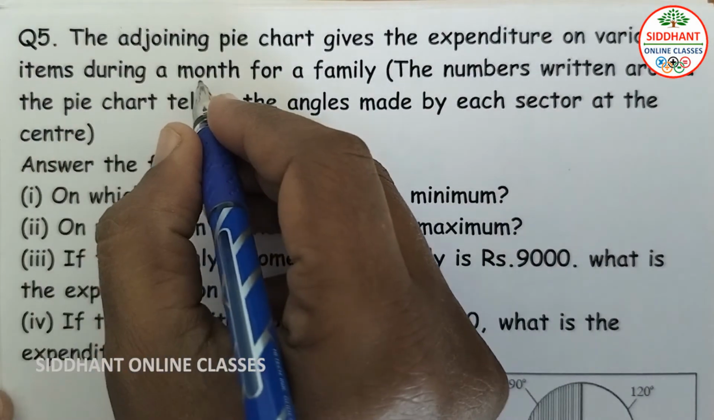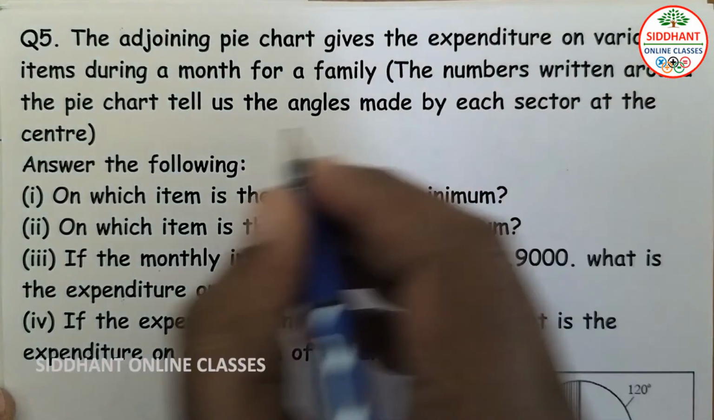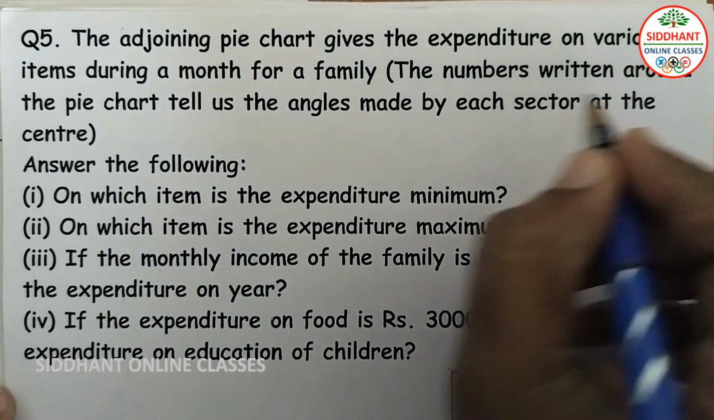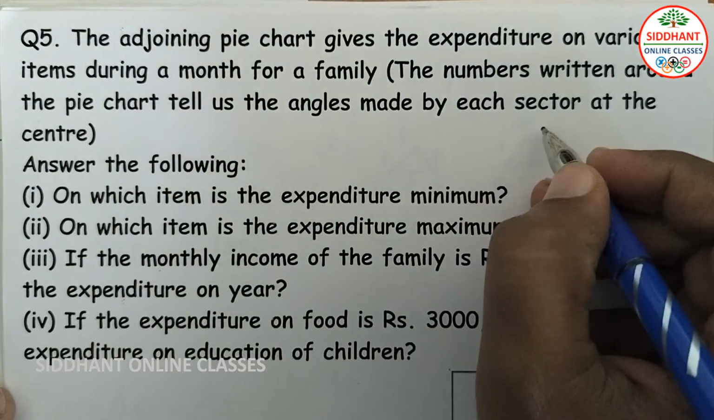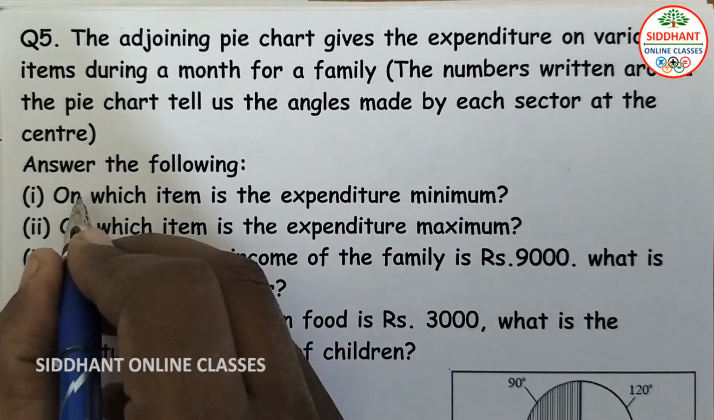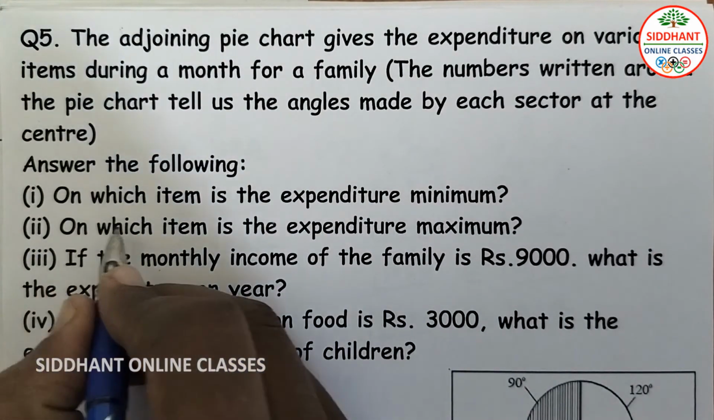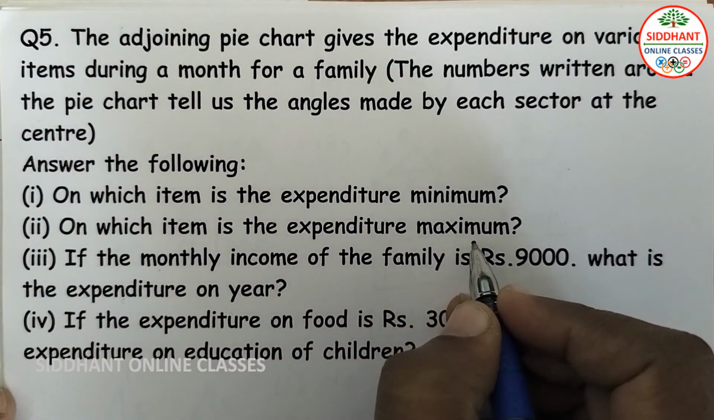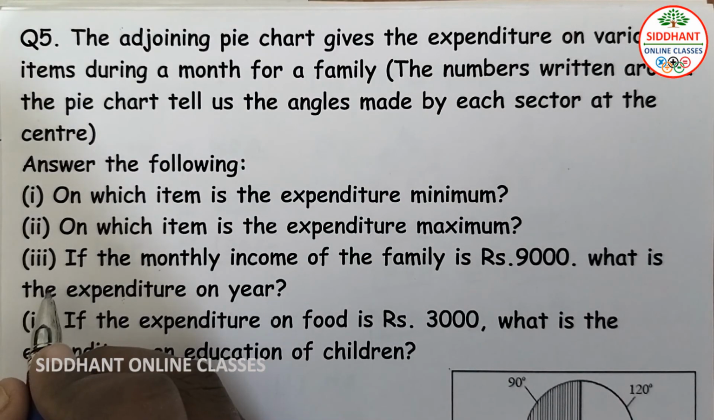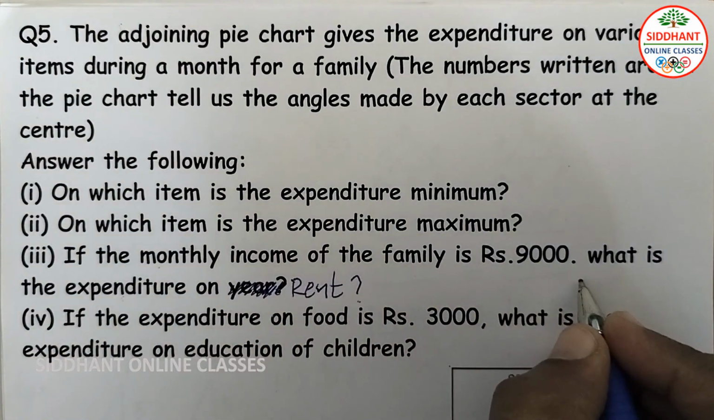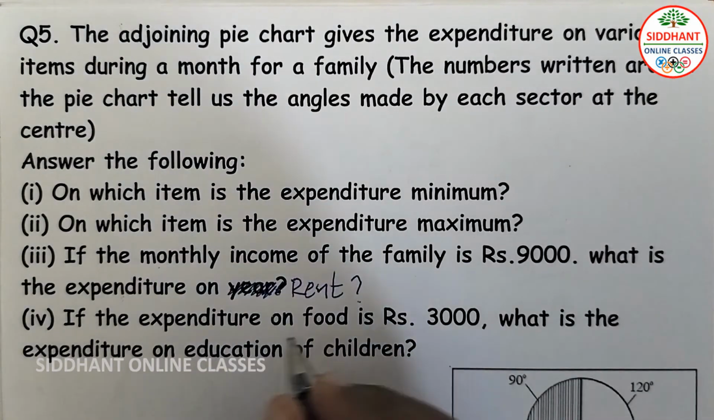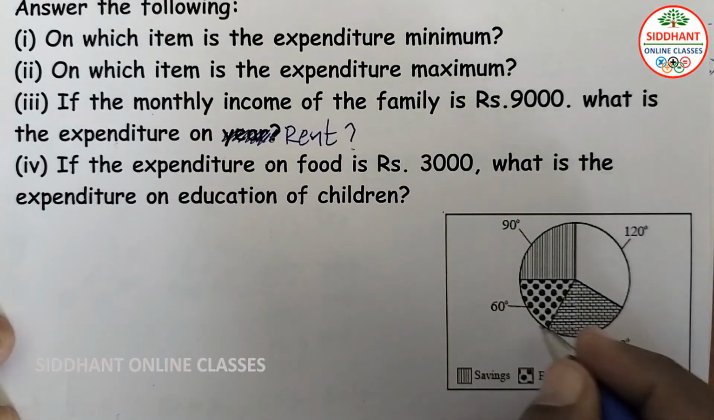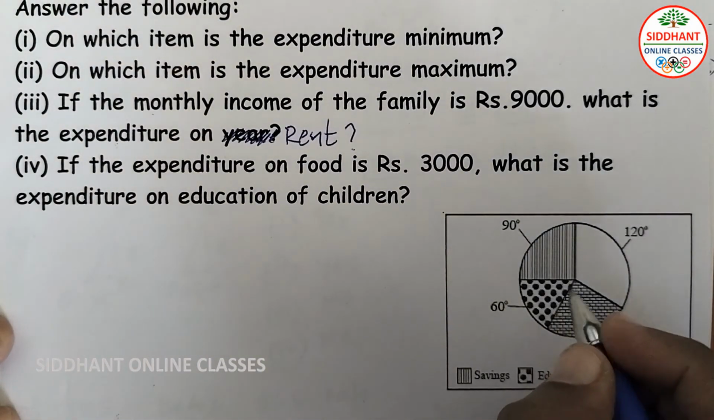Question number 5. The adjoining pie chart gives the expenditure on various items during a month for a family. The numbers written around the pie chart tell us the angles made by each sector at the center. Answer the following. First, on which item is the expenditure minimum? Second, on which item is the expenditure maximum? Third, if the monthly income of the family is 9,000, what is the expenditure on rent? Fourth, if the expenditure on food is 3,000, what is the expenditure on education of children? So here the chart is given and we are going to see different angles.